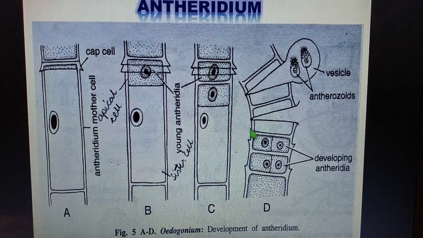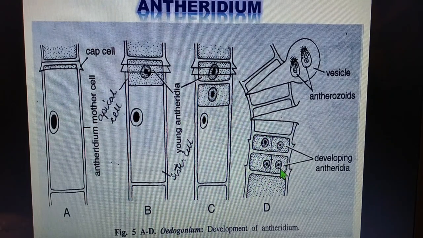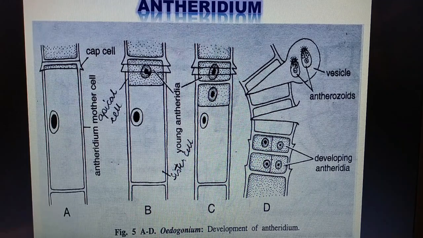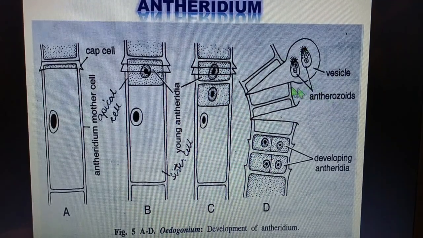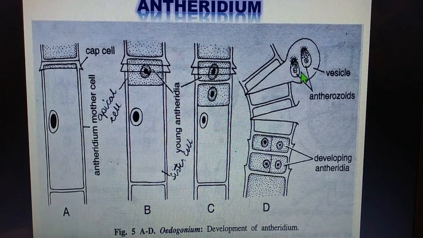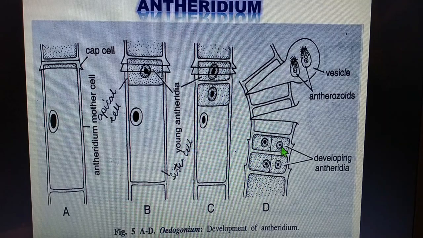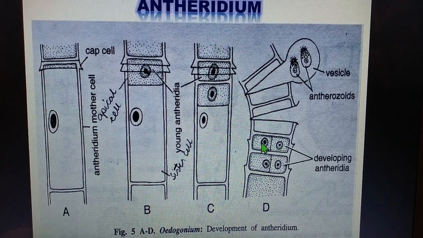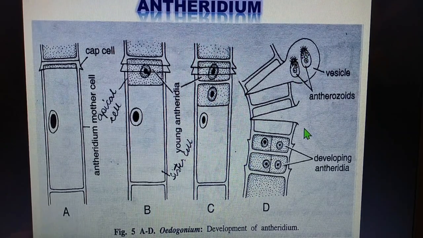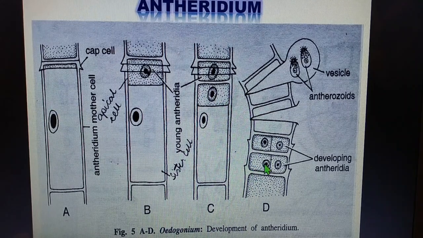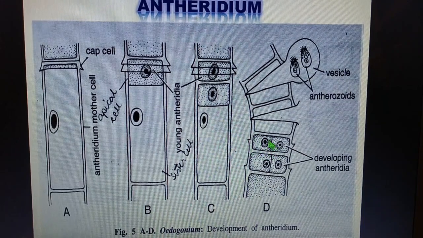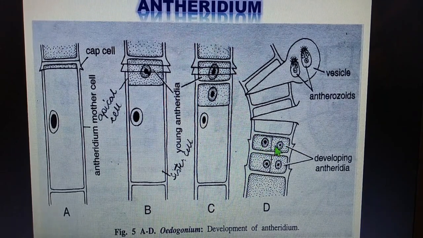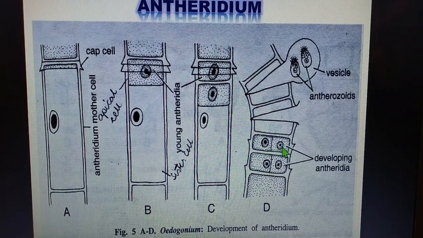As you can see, each nucleus here gets surrounded by some cytoplasm, and it metamorphoses into an antherozoid. After the nucleus has divided into 2 daughter nuclei, these develop into antherozoids. Thus, each single antheridium produces 2 antherozoids. So if many antheridia are formed, from each antheridium we will have 2 antherozoids, formed from these 2 nuclei.